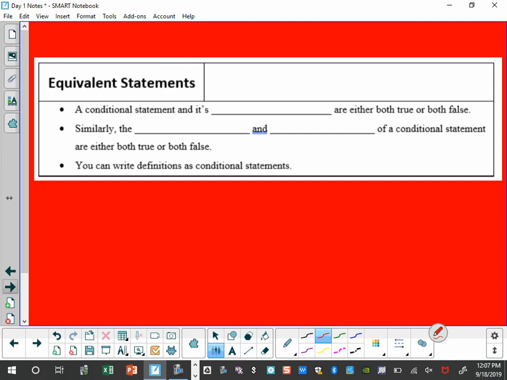Equivalent statements. The conditional statement and its contrapositive are both true or false. Contrapositive is one of those statements. Similarly, the converse and inverse of a conditional statement are either both true or both false.